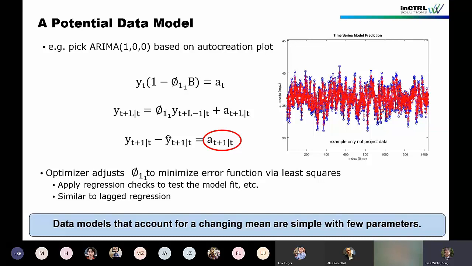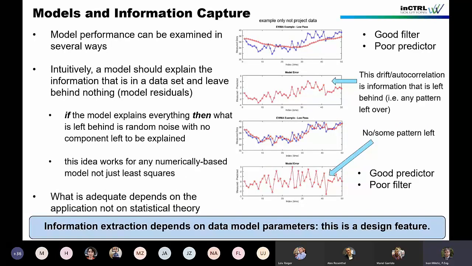Okay, so the idea then is that you can have a fairly simple model structure that can represent a fairly complicated correlation structure in a data stream like this. And in this case, it's a one-parameter model. Okay, so what does this suggest?